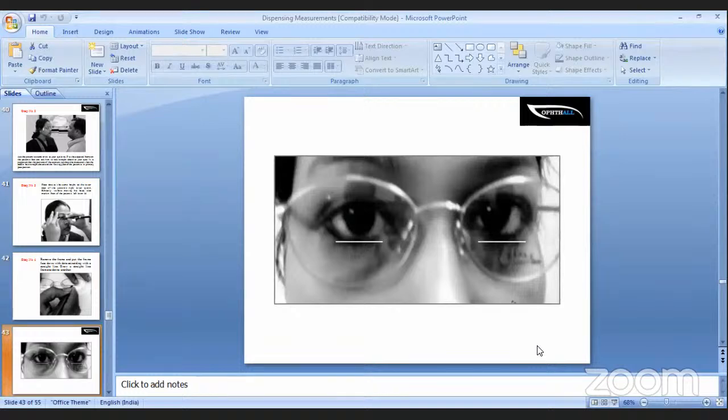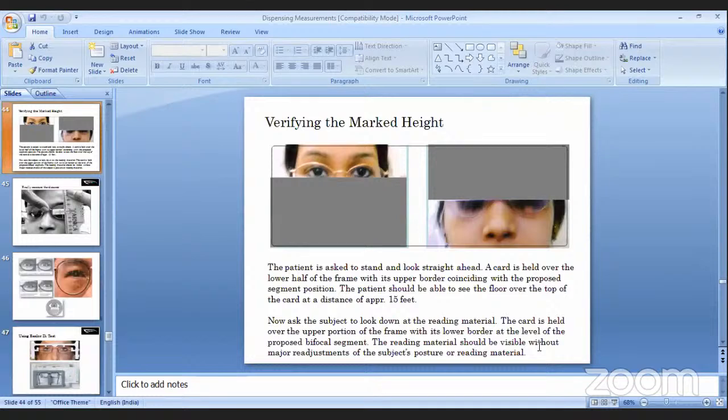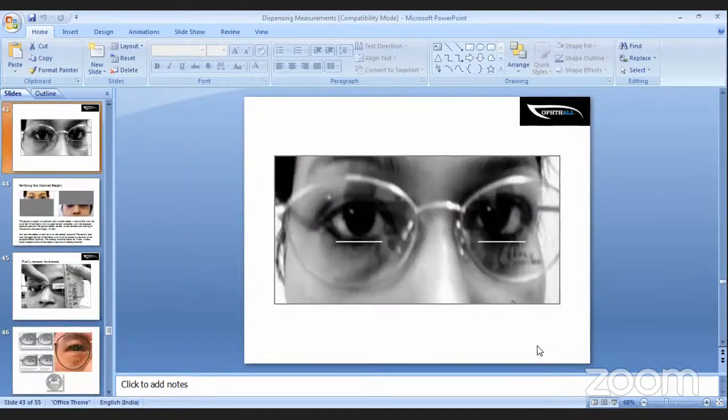Then you put the spectacle frame on the patient's eyes and check whether the line drawn on the demo lenses is at the height of the lower lid or not. This is how you can measure the height of the segment.